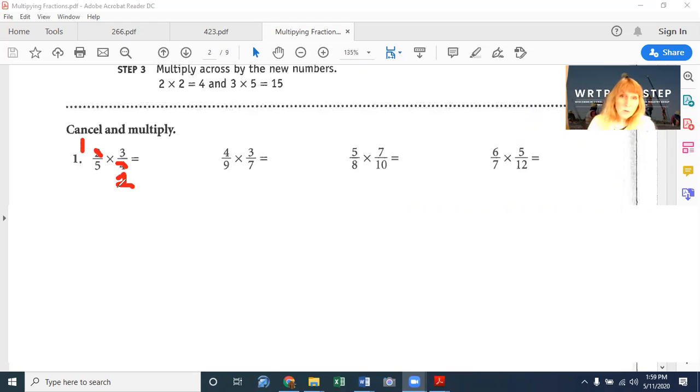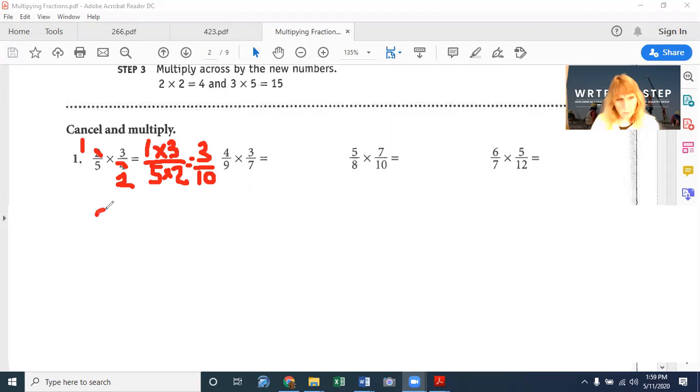And now when I multiply across the top, I'm multiplying 1 times 3 instead of 2 times 3. And on the bottom, I'm multiplying 5 times 2 instead of 5 times 4. And that answer will give me 3 on top and 10 on the bottom. I'm in lowest terms.